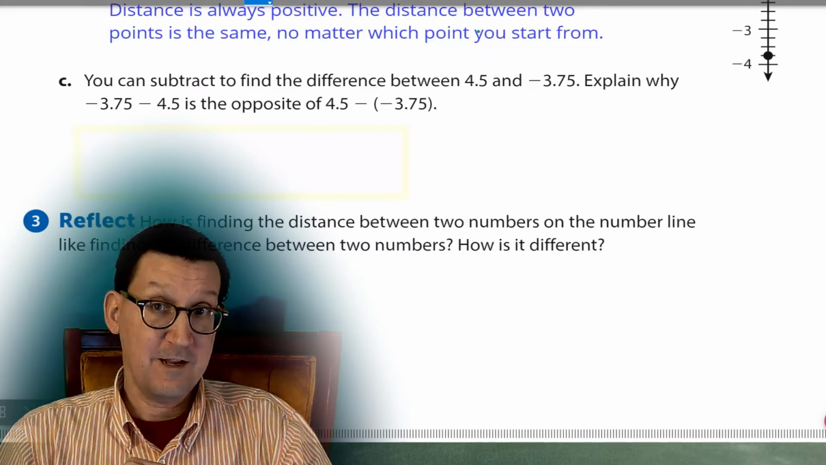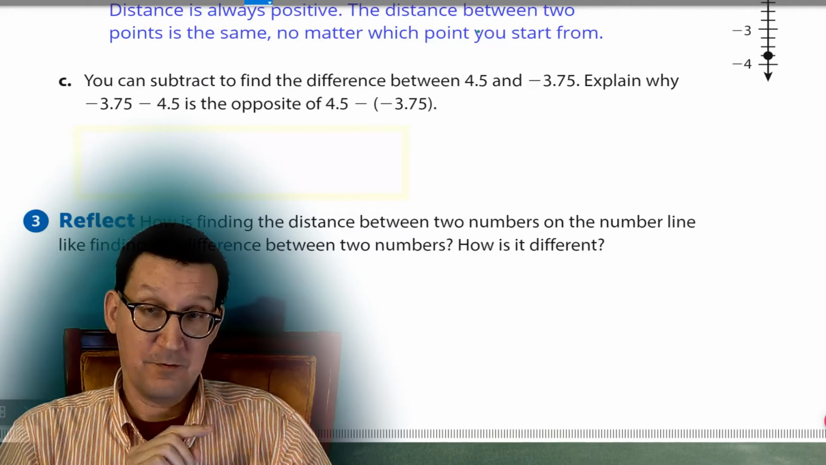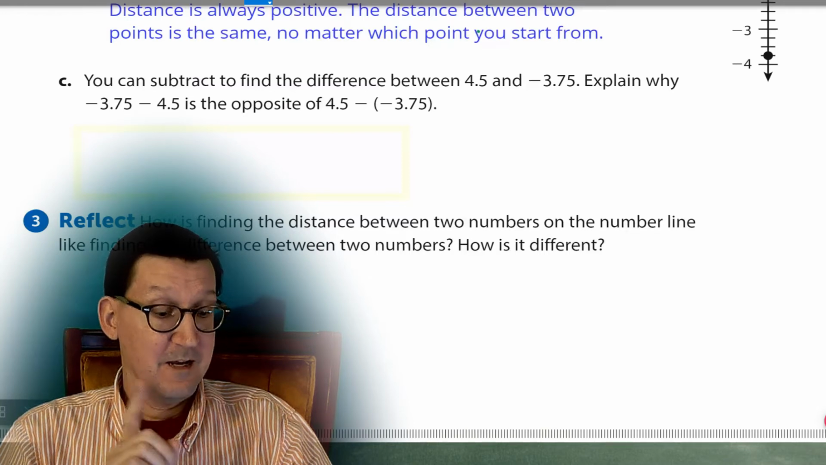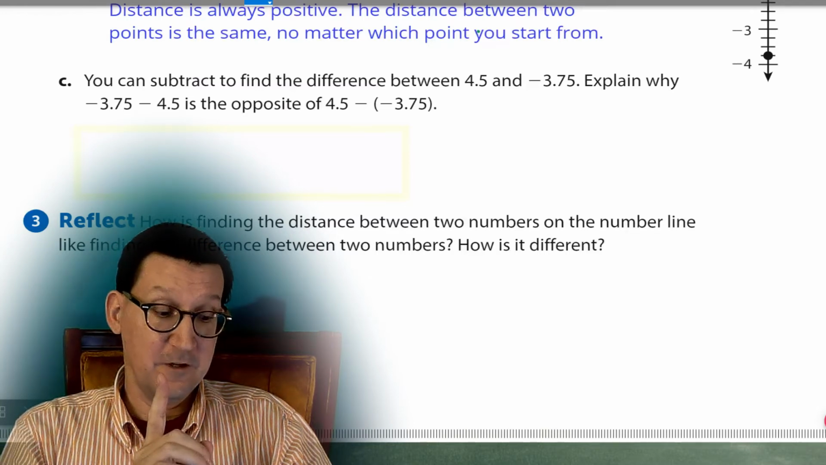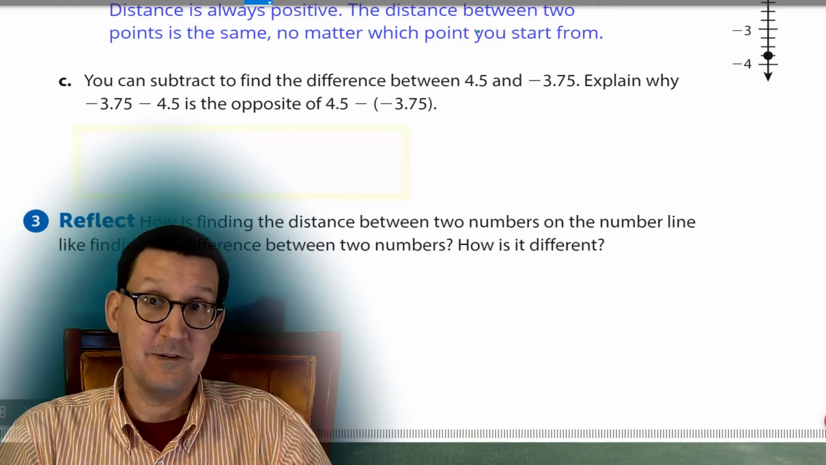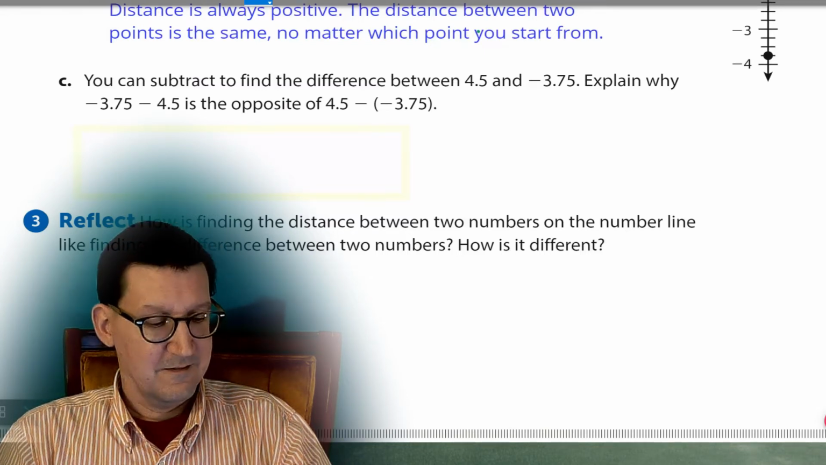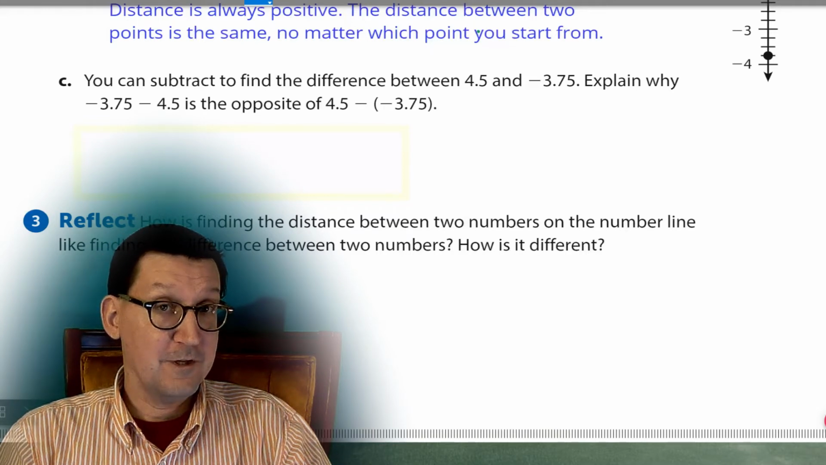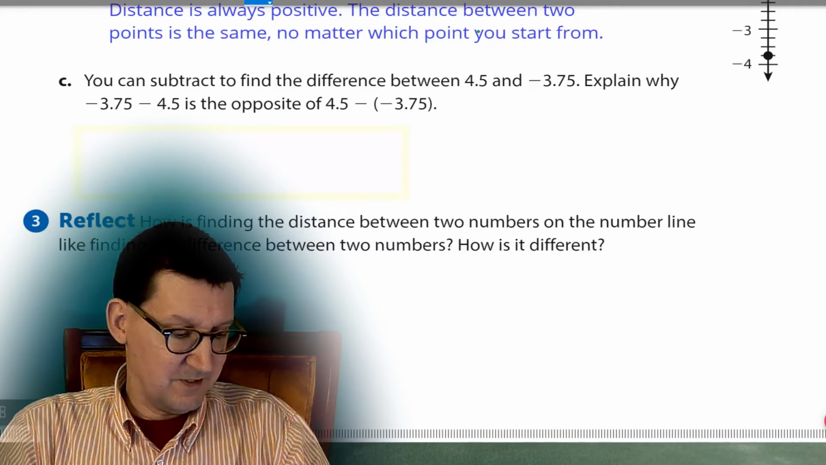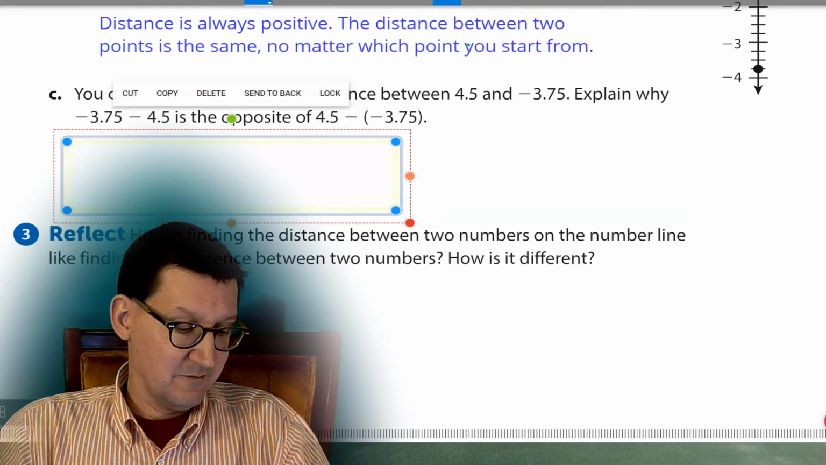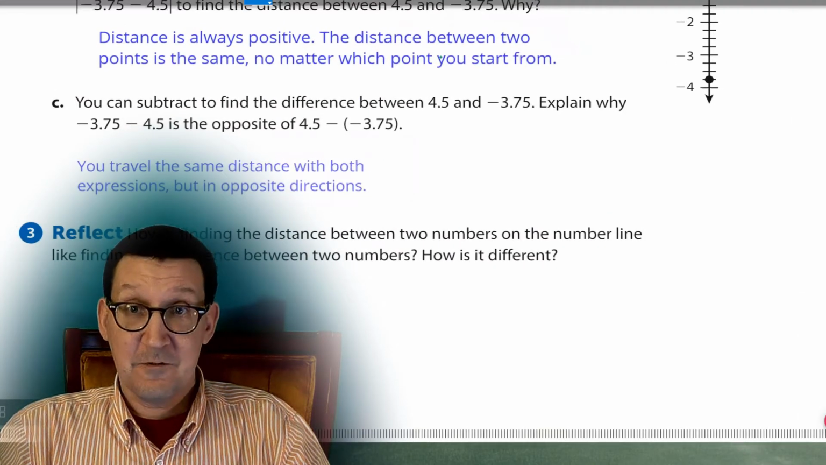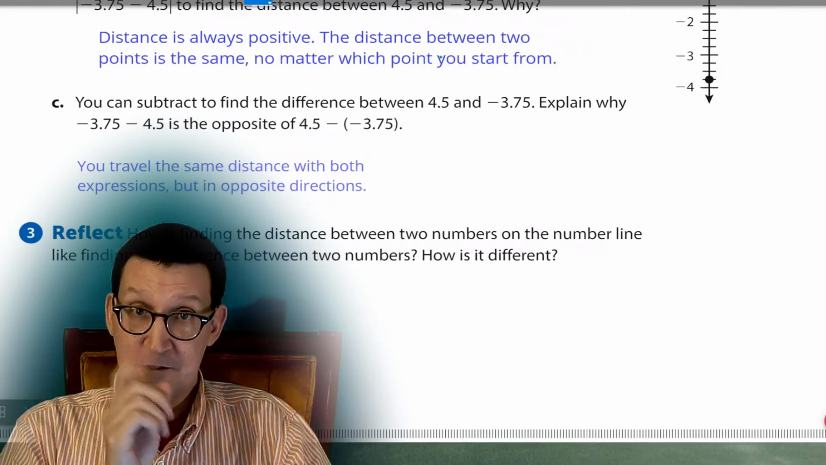Now, if you do that the other way around, you start off at positive 4.5. If you subtract a negative, that means you're adding a positive. So we've gone up to 4.5. Now we're going further up 3.75, which gets you positive 8.25. So the order in which you subtract does make a difference. And we can write that just like that. Why is it the opposite? Because you're traveling the same distance with both expressions. You're just traveling in opposite directions.